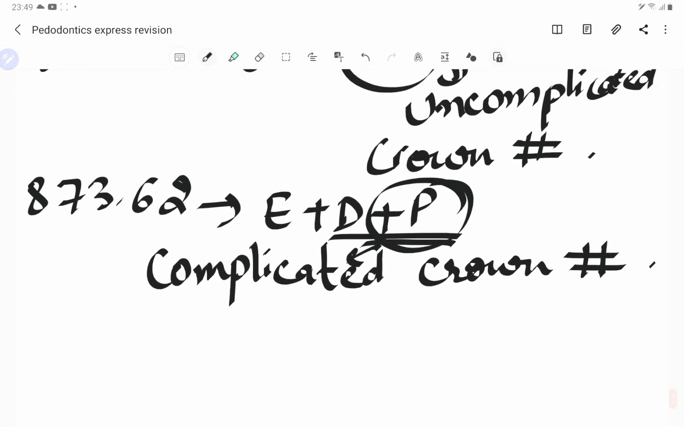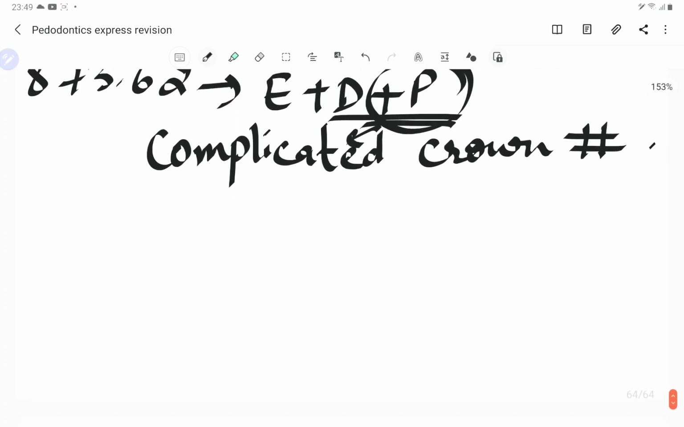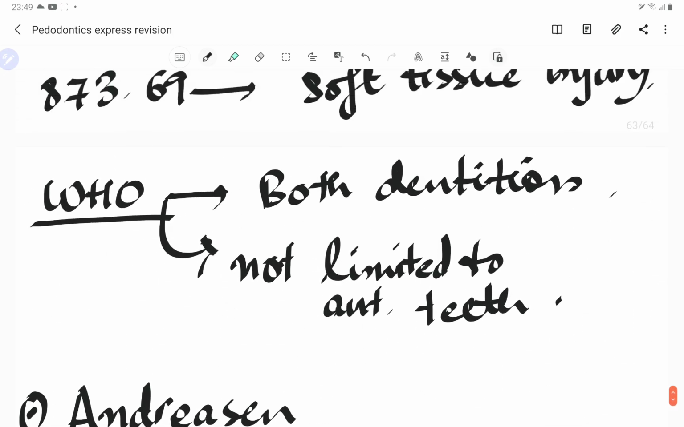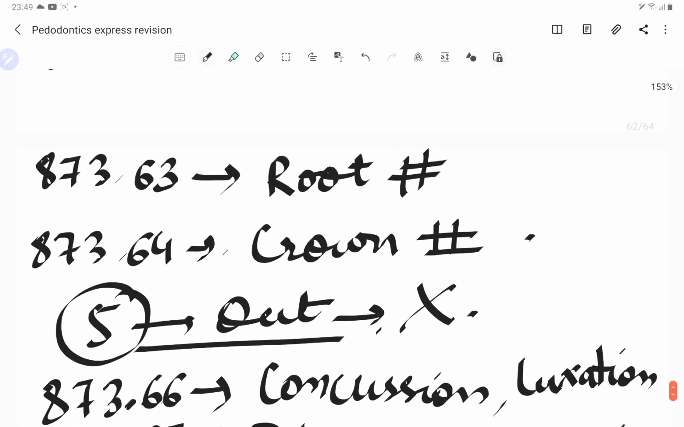Now there is crown root fracture. So when there is also a fracture of the root along with the crown, according to Anderson, 873.63. And guys, if you remember, this is not 63, here it is 64. So guys, if you remember that in the WHO classification, 873.63 is the fracture of the root. See, you can have a look here. 873.63 is the fracture of the root. Now you can see here, it is the fracture of the root.